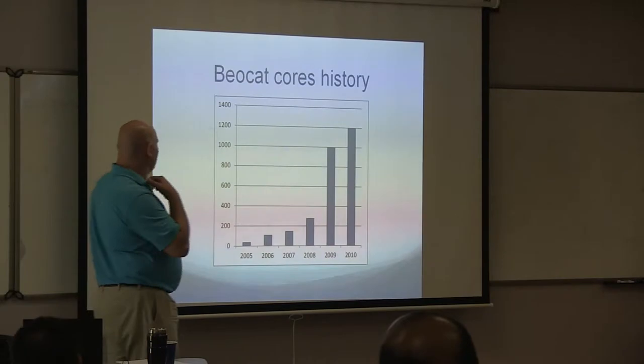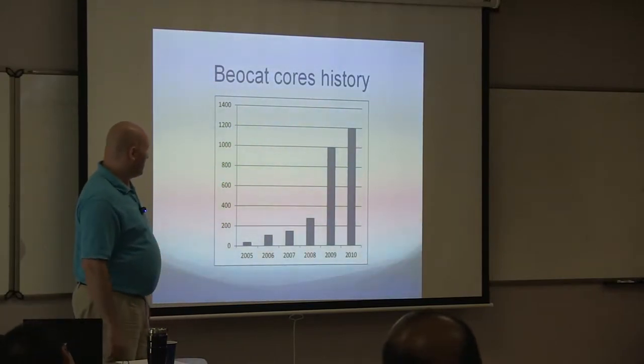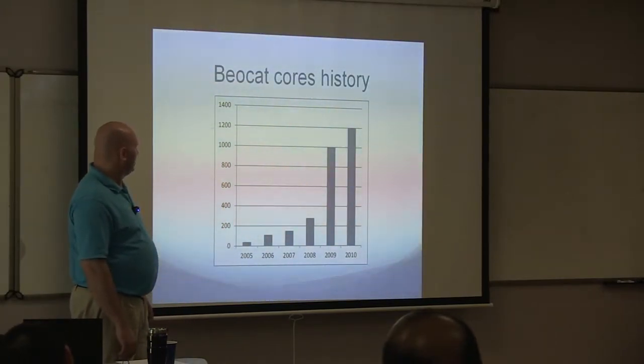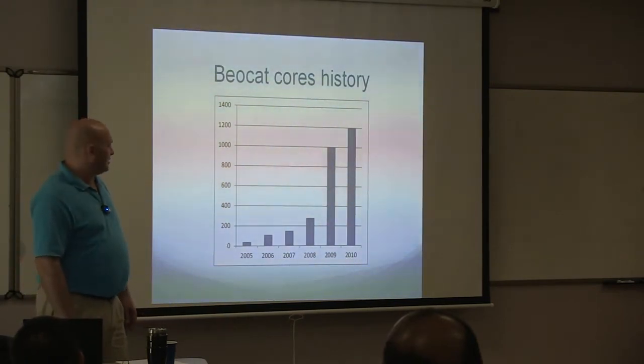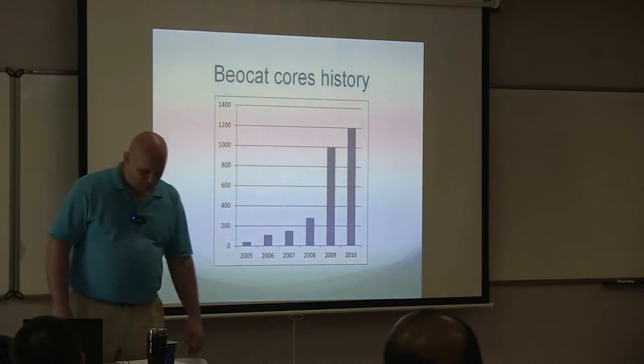Number of cores in the system just crossed the 200 threshold in 2008, and now we're actually over 2,000. This only goes to 2010. We're over 2,000 now.